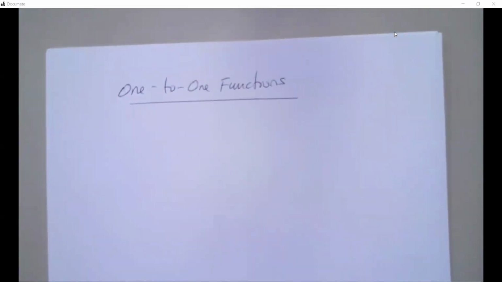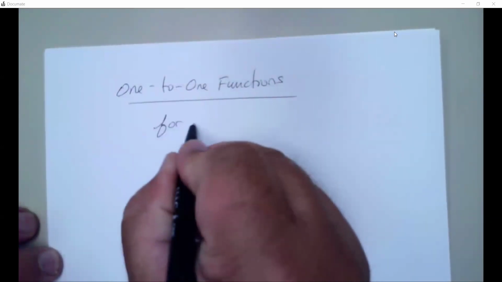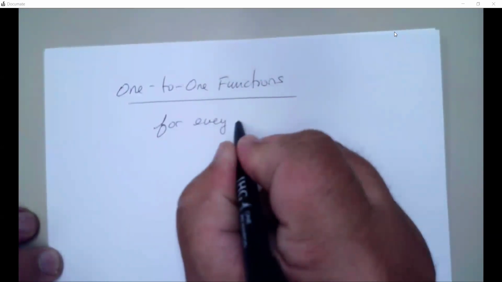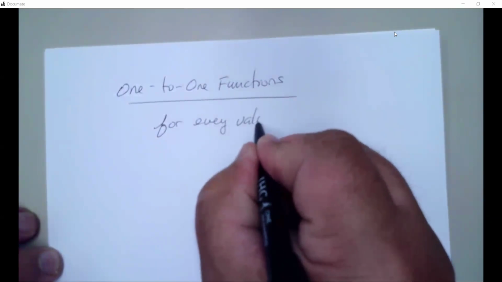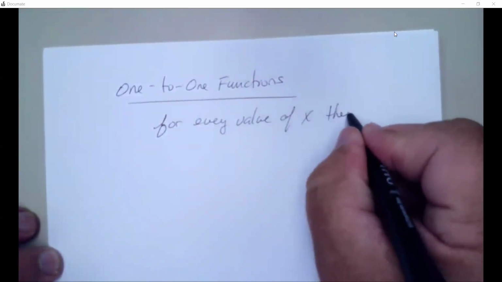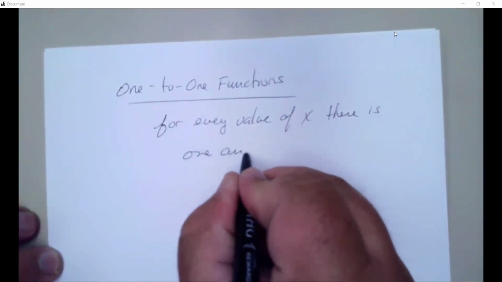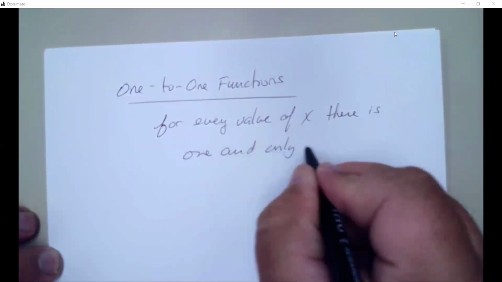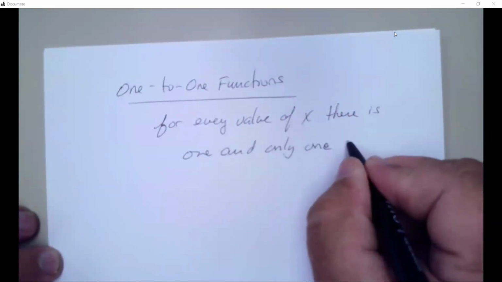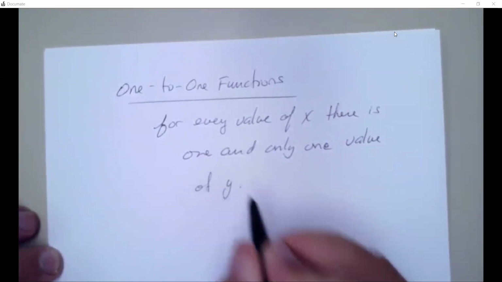One-to-one functions. What that means is, for every value of x, there is one and only one value of y.